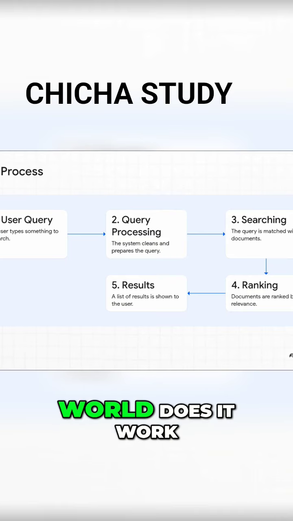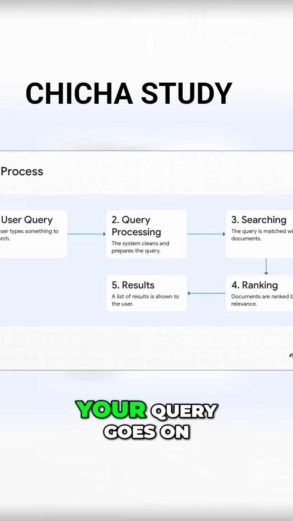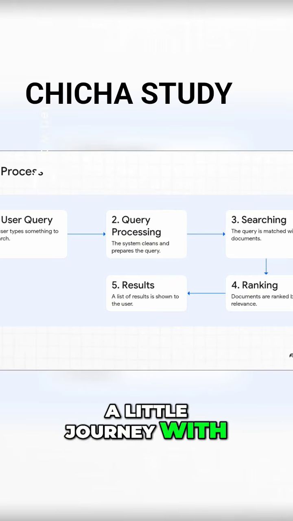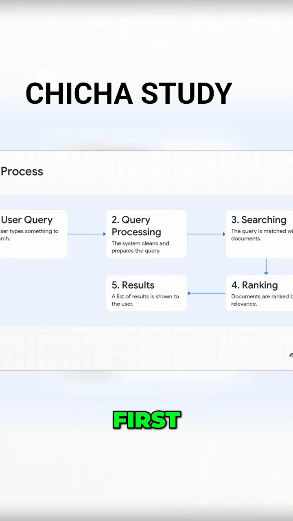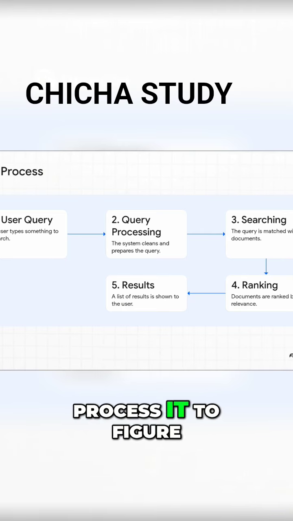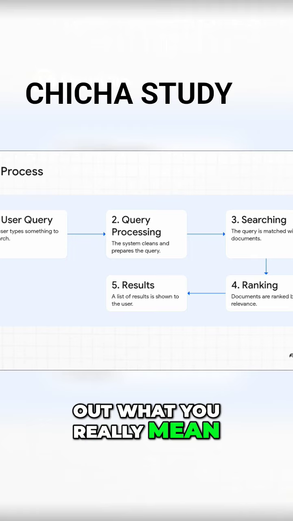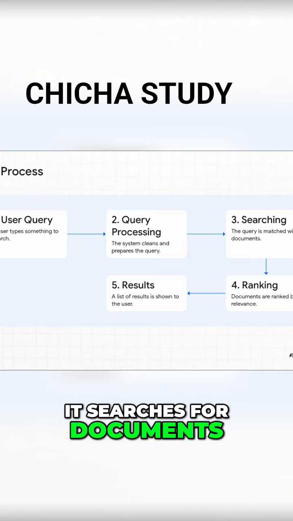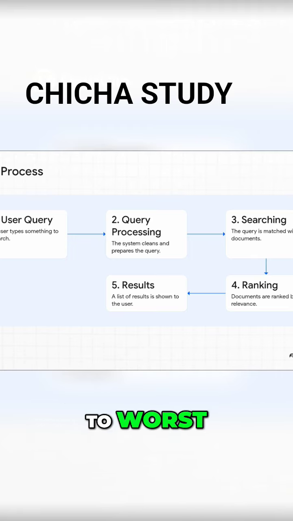So how in the world does it work? Well, your query goes on a little journey with 5 main stops. First, you ask the question. Then, the system has to process it to figure out what you really mean. After that, it searches for documents, ranks them from best to worst, and finally shows you the results. We're going to walk through every single one of these steps.